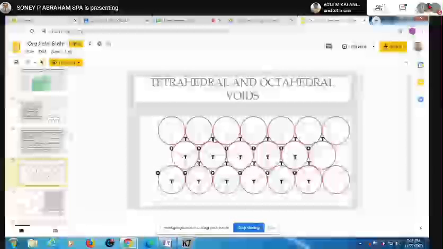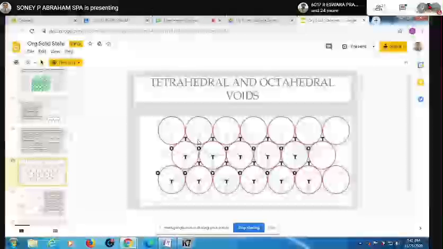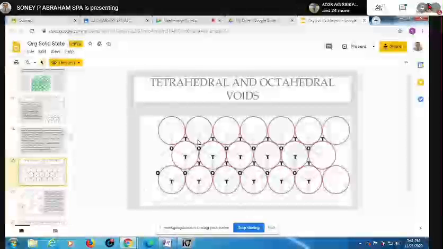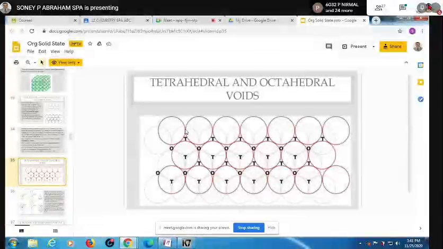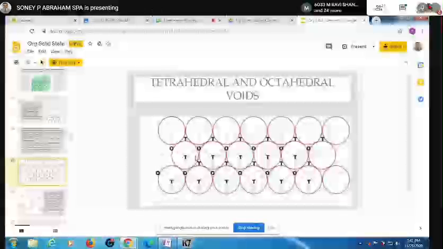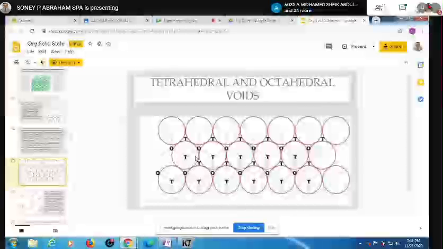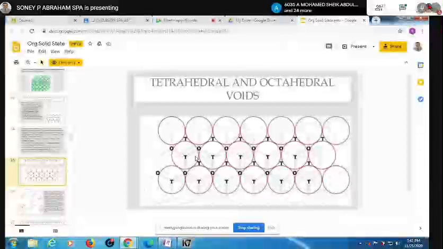Okay, so all the three layers will be different. And by placing the fourth layer alone, you will have similarity between first and fourth layer. So if I place the third layer over the tetrahedral void, then first layer will be similar to third layer. If I place the third layer over octahedral void, then all the three layers will be different. Only by placing the fourth layer, there will be the correlation between first layer as well as the fourth layer.